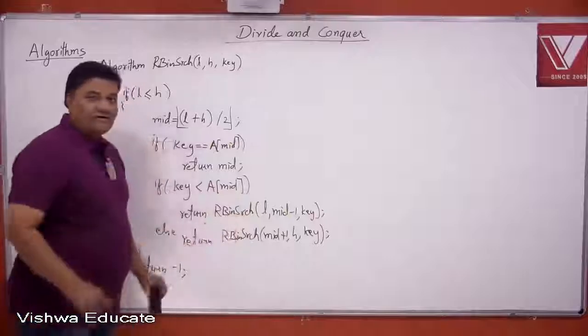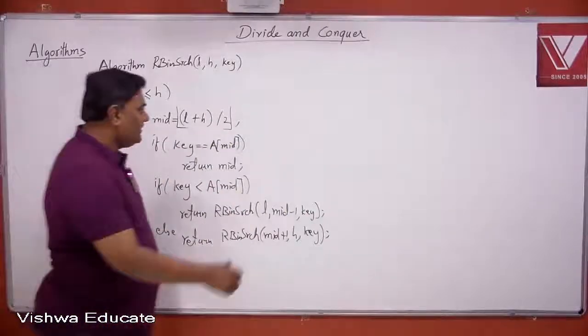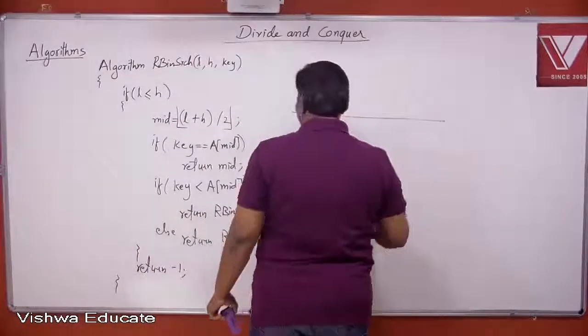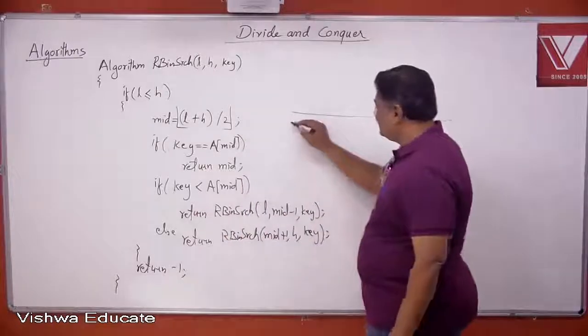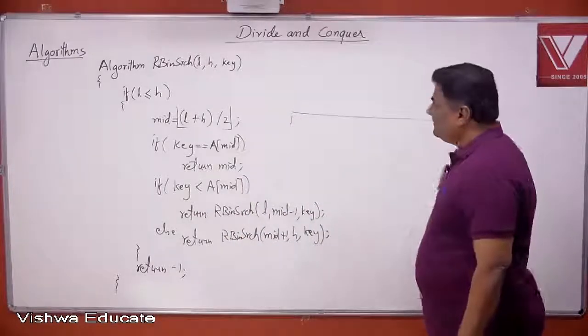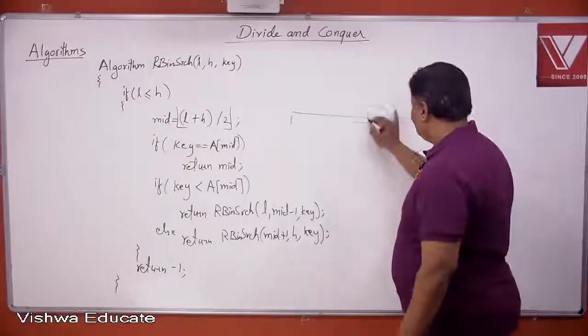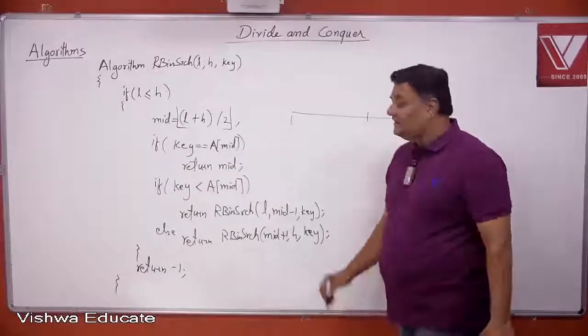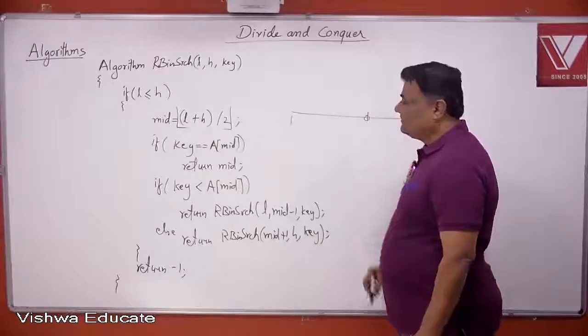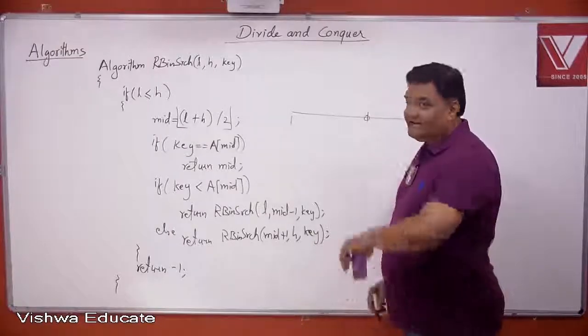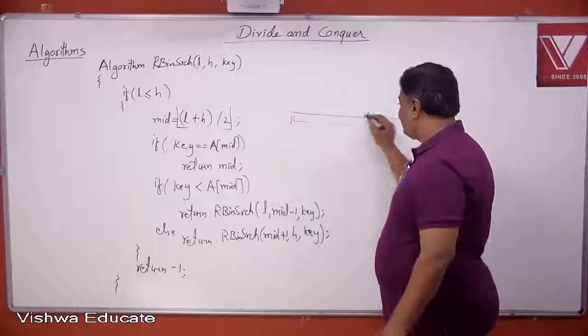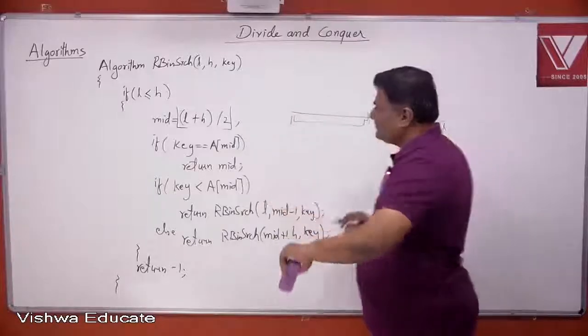This is divide and conquer. Yes, divide and conquer. How? If a list of elements is given to us, this is low and this is high. It says that the list is very big. Then try to find the middle. Check if the key is there. If it is not there, if the key is small, then check on the left hand side. So we have split the list into two.